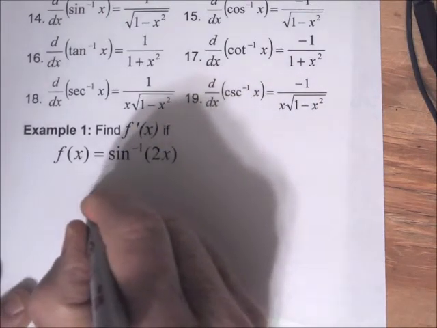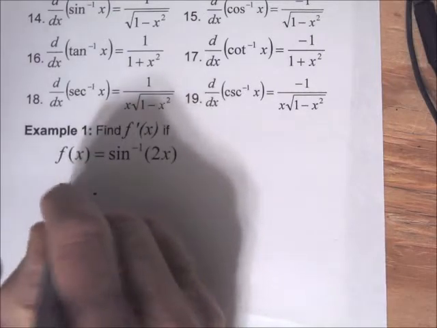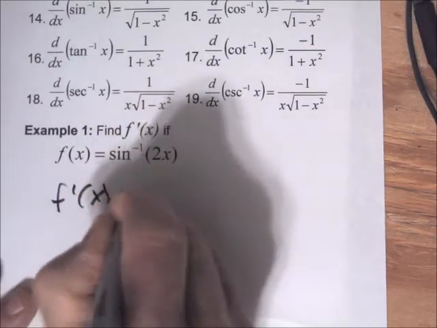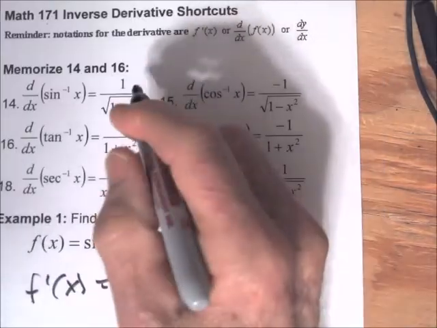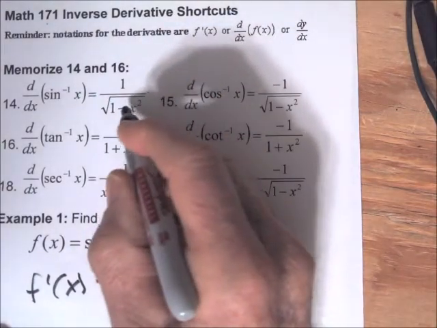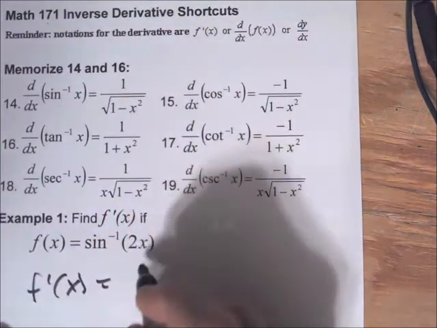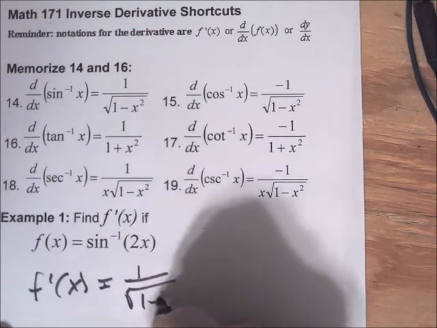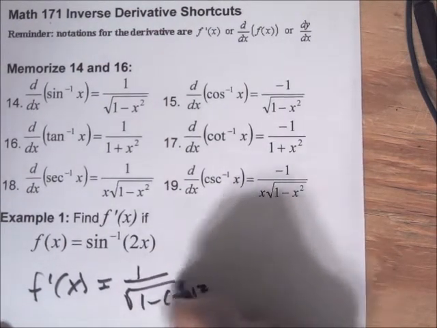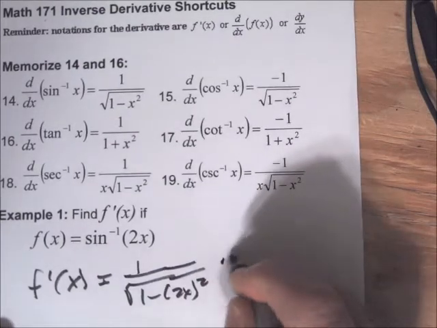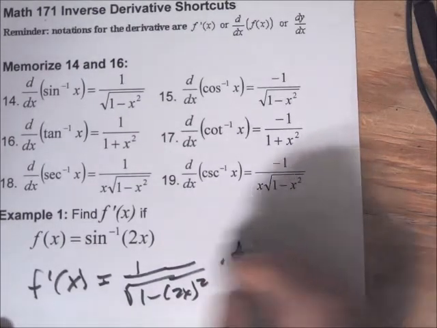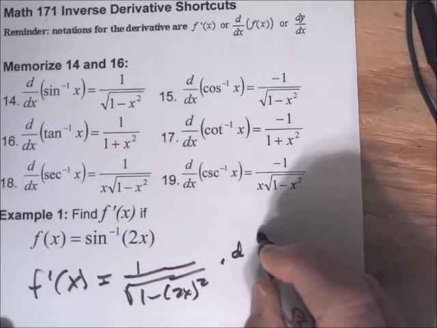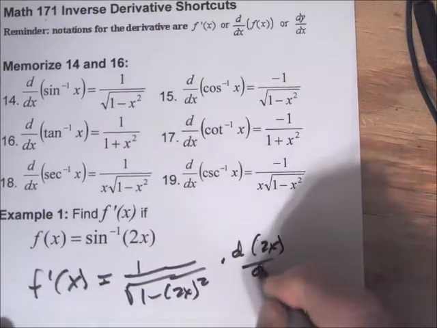So f prime of x is going to follow this formula here, 1 over, but replace x by 2x, so it'd be 1 over square root of 1 minus the quantity 2x squared, and then we have to multiply by the derivative of the inside function, which is 2x, so the derivative of 2x with respect to x.